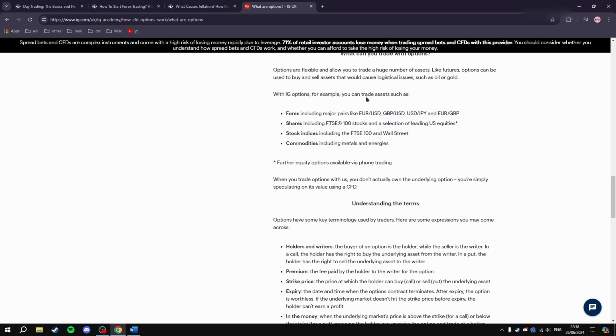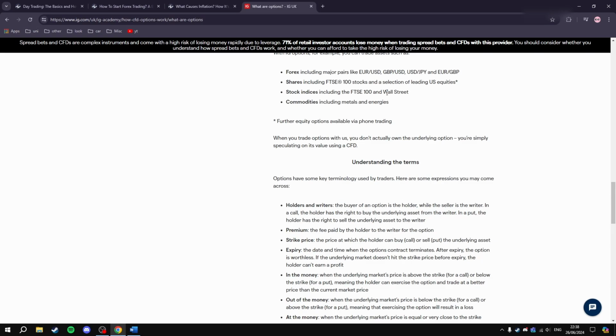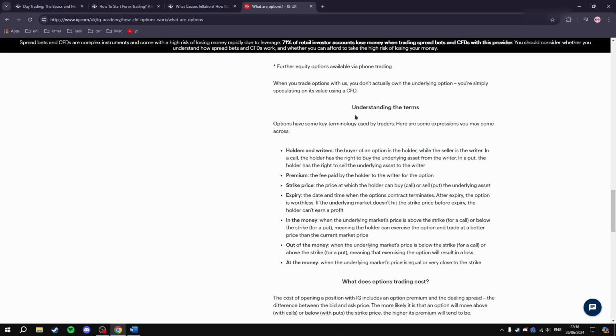So what can you trade with options? Options are flexible and allow you to trade a huge number of assets. Like futures, options can be used to buy and sell assets that will cause logistical issues such as oil or gold. With IG options, for example, you can trade assets such as Forex, including major pairs like EUR/USD, GBP/USD, USD/JPY and EUR/GBP, shares including FTSE 100 stocks and a selection of leading US equities, stock indices including FTSE 100 and Wall Street, commodities including metals and energies, with further equity options available via phone trading. When you trade options with us, you don't actually own the underlying asset, you're simply speculating on its value using a CFD, so contract for difference.